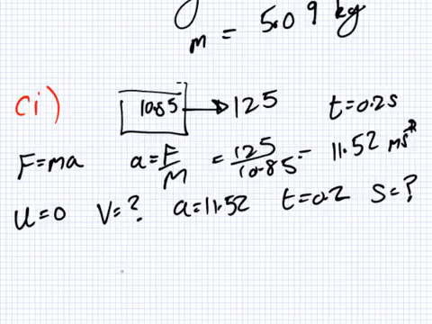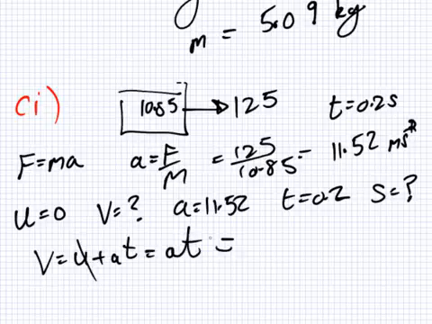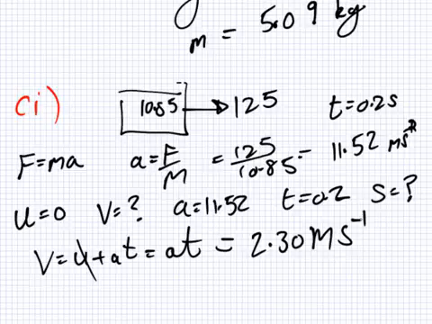Okay, we want the V. So V equals U plus AT. The U is 0, so it's just AT, which is 2.304, so 2.30 meters per second. My A is right. No, it's right, sorry, 2.3. Yeah, that's correct. Okay, next.